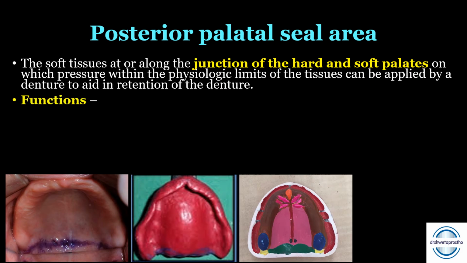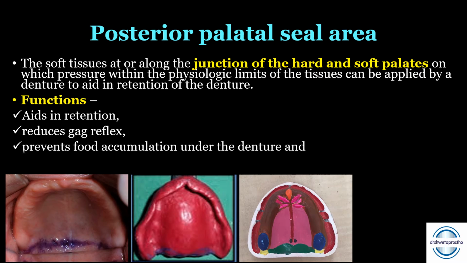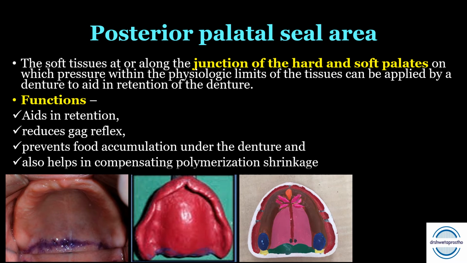The functions of the posterior palatal seal area are often asked by the teachers. It helps in retention, first of all. Second, it reduces the gag reflex. Third, it prevents food accumulation under the denture because it gives the seal to the denture. Then it also helps in compensating the polymerization shrinkage of the acrylic resin. We use acrylic resin for making the denture, so it will help in compensating the shrinkage.